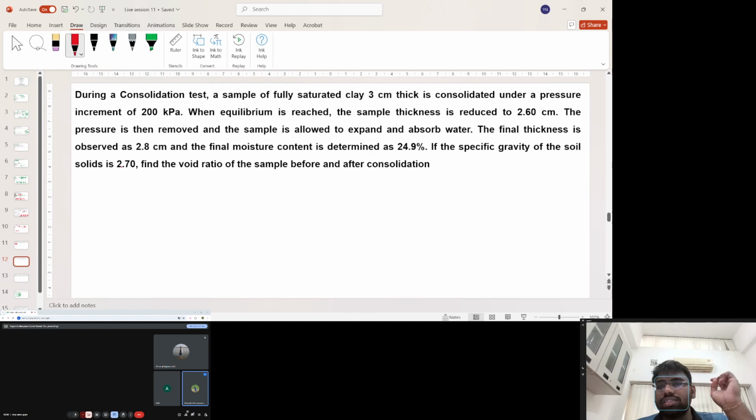During a consolidation test, a sample of fully saturated clay 3 centimeter thick is consolidated under a pressure increment of 200 kPa. When equilibrium is reached, the sample thickness is reduced to 2.6 centimeters. The pressure is then removed and the sample is allowed to expand and absorb water. The final thickness is observed as 2.8 centimeters and the final moisture content is determined as 24.9%. The specific gravity of the soil solids is 2.7. Find the voids ratio of the sample before and after consolidation.